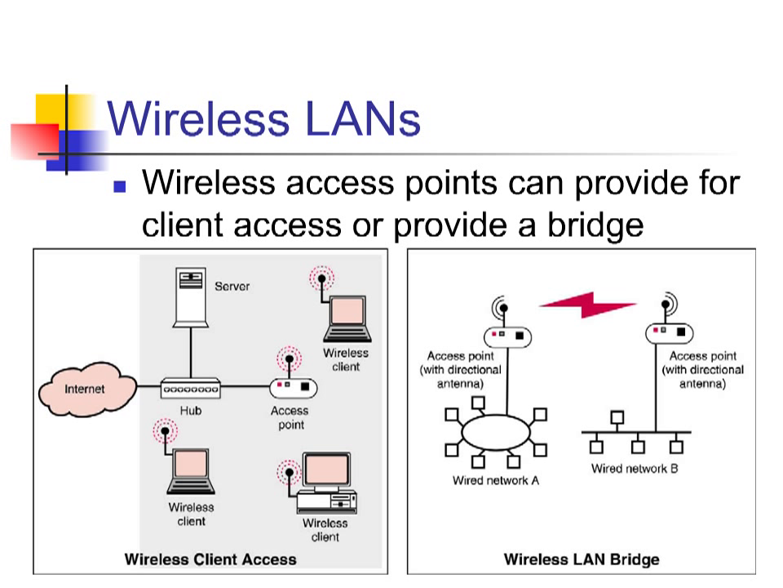So that's giving clients access to the network, either the internet or the local network that has the server on it. In the right-hand graphic, we're looking at utilizing the access points as a bridge. We've got two different hardwired networks, wired network A and wired network B, and the wireless access points, which you can see are attached to each of those LANs, are providing the connectivity between the two LANs. That's known as a wireless LAN bridge.